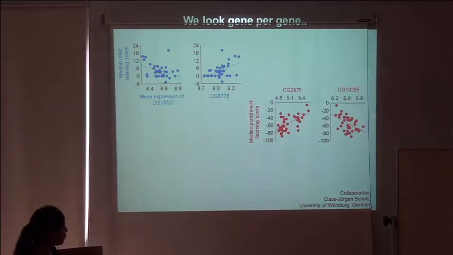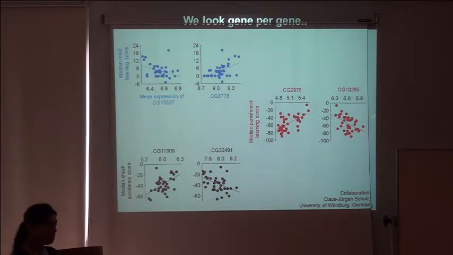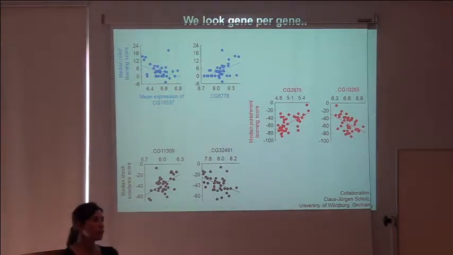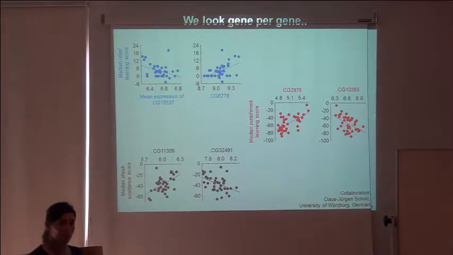Here are two examples for punishment learning, and here are two examples for shock avoidance. Since we look gene by gene, it's not really important which strain is different from which other one; what matters is that along this axis we have enough variability across the strains.